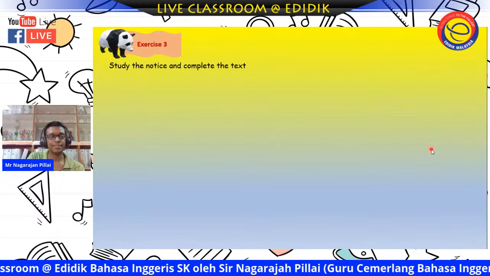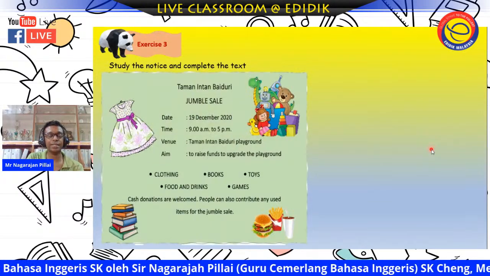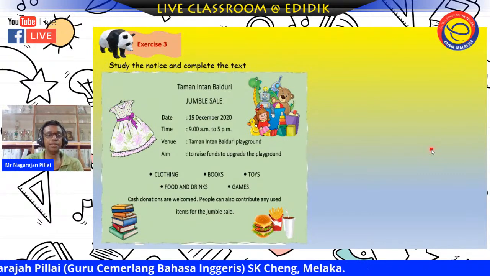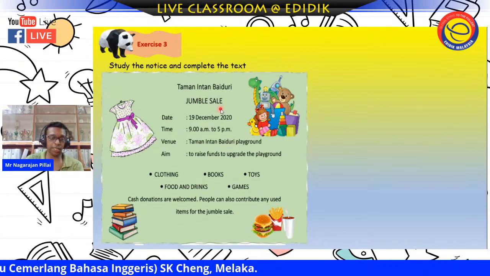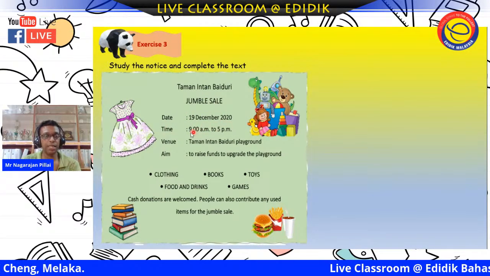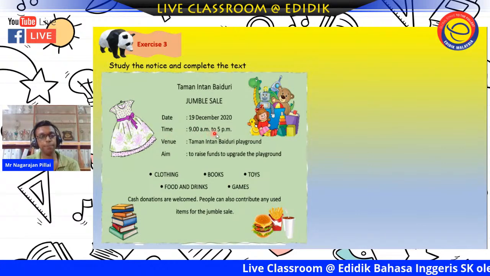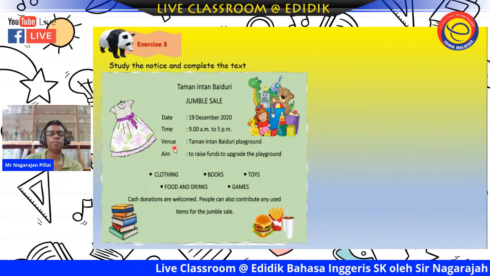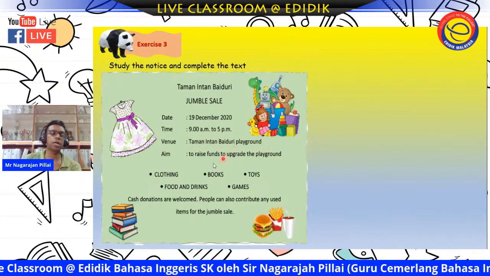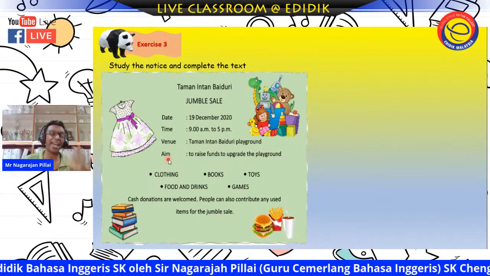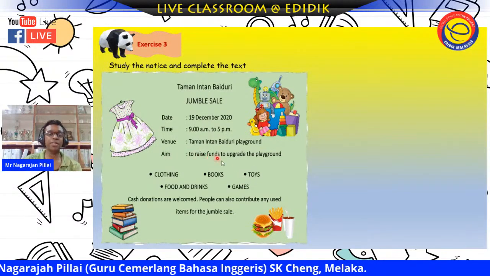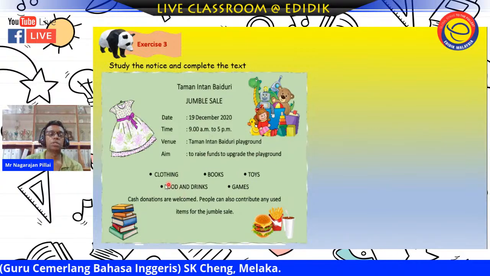Okay, study the notice and complete the text. It's a poster. So this time we have a poster. Taman Intan Baiduri Jumble Sale. Date: 19 December 2020. Time: 9 a.m. to 5 p.m. Venue. Venue means place. Taman Intan Baiduri Playground. Aim. Aim means why. Why are we doing this? Objective: to raise funds to upgrade the playground.